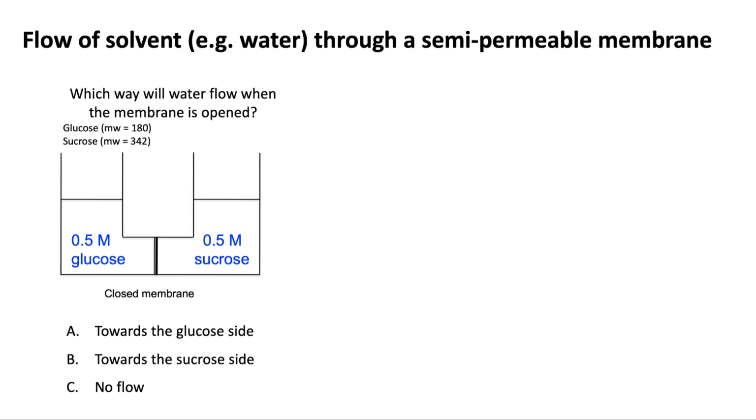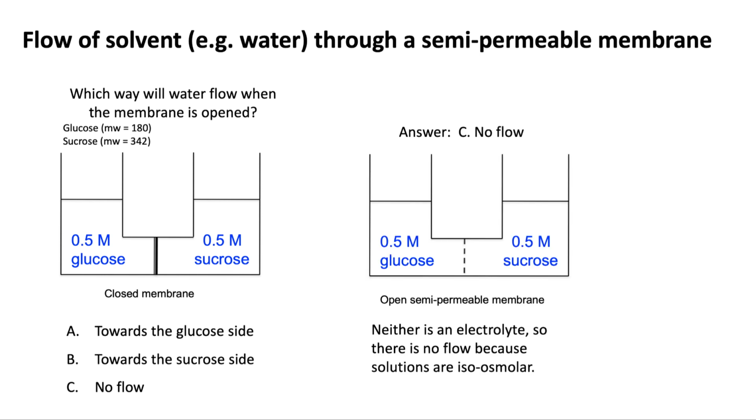So, once we open up this dam, will the fluid flow from the glucose side to the sucrose? Will fluid move from the sucrose to the glucose, or will there be no net movement of fluid between those two? Keep in mind the glucose and the sucrose can't cross over. It would just be the fluid between those two situations. So, what would be the answer? The answer is there would be no flow at all.